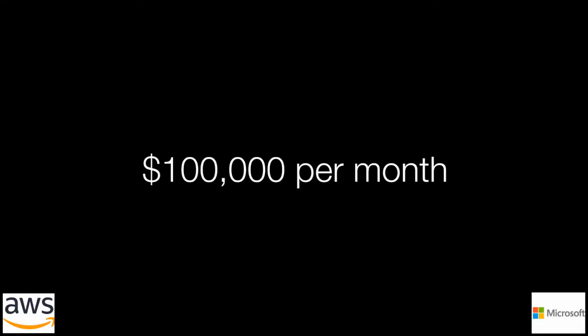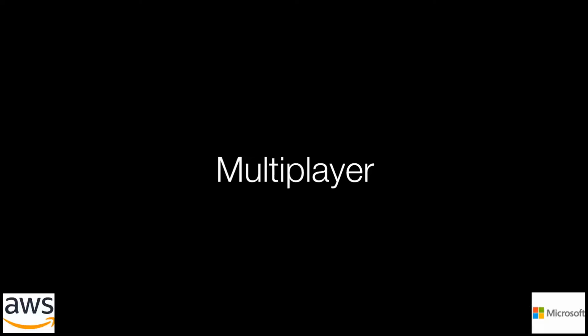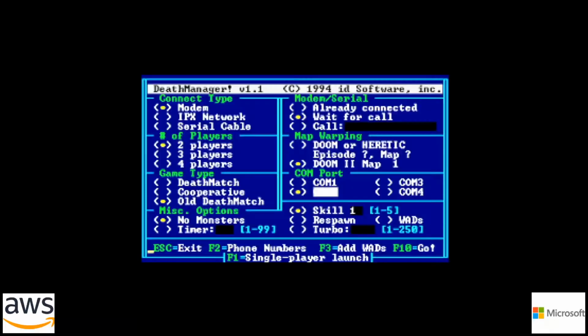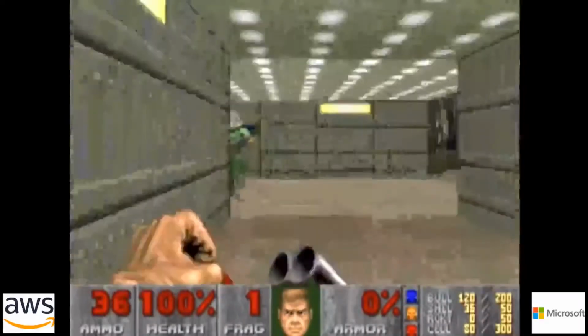It started earning id Software $100,000 a month. John Carmack and John Romero both bought themselves matching Ferraris, and multiplayer became this huge thing, although back then the term deathmatch was of course coined, and this was the deathmatch manager. And I remember using this with a serial cable to connect my computer to family members or to friends to play deathmatch games, which I spent way too much time doing.